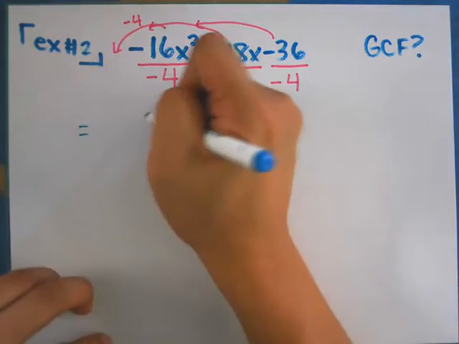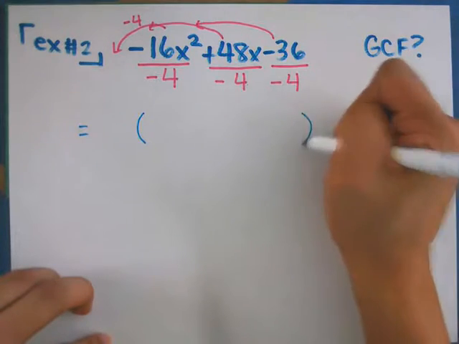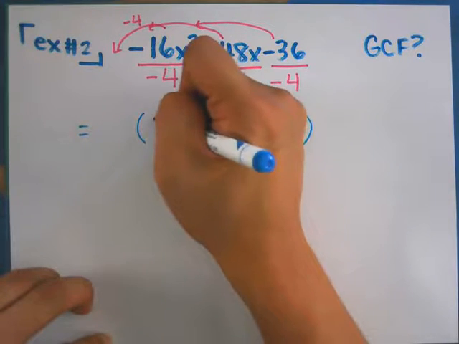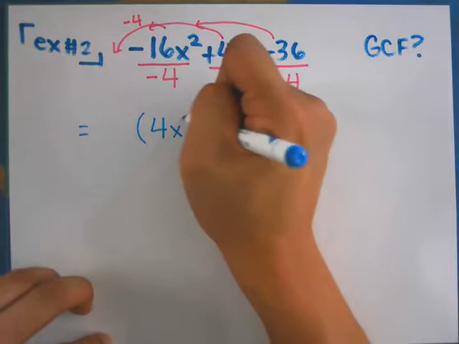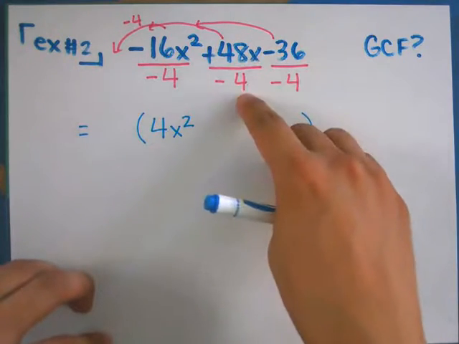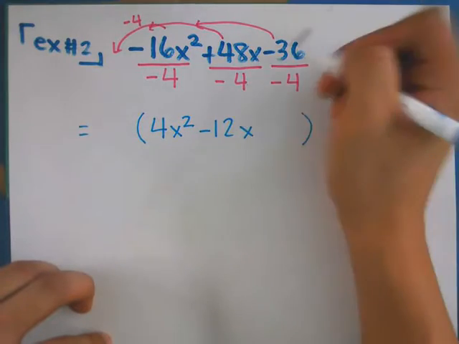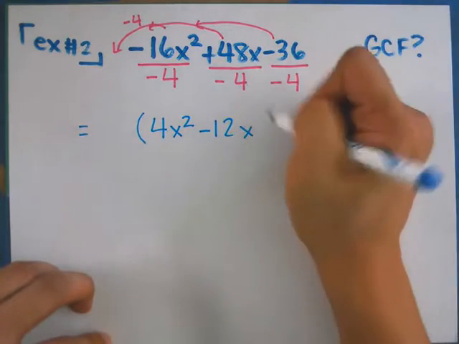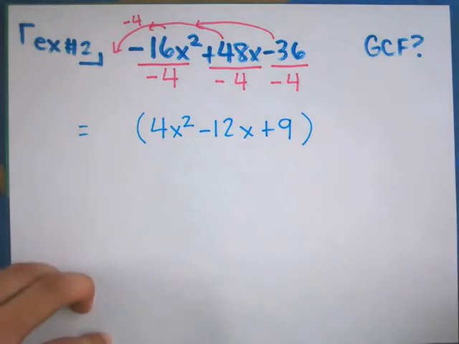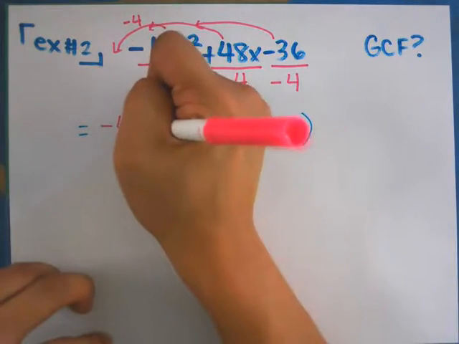Okay. All right, anyway, let's do the leftovers first. 16 divided by -4 is going to be -4x squared. 48 divided by -4 is going to be -12x. And then -36 divided by -4 is going to be +9. Okay, and then don't forget the -4 that we've extracted.